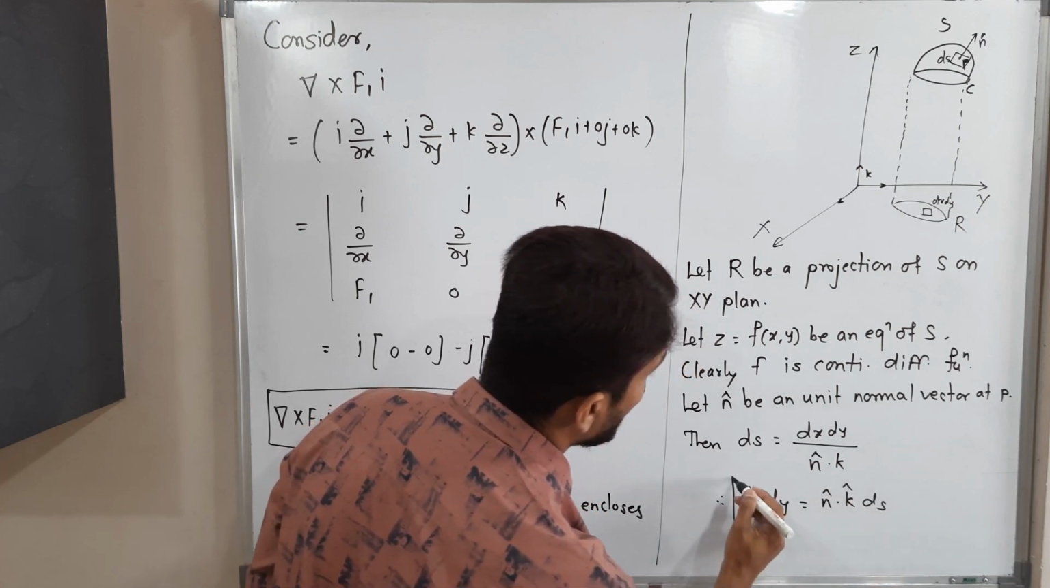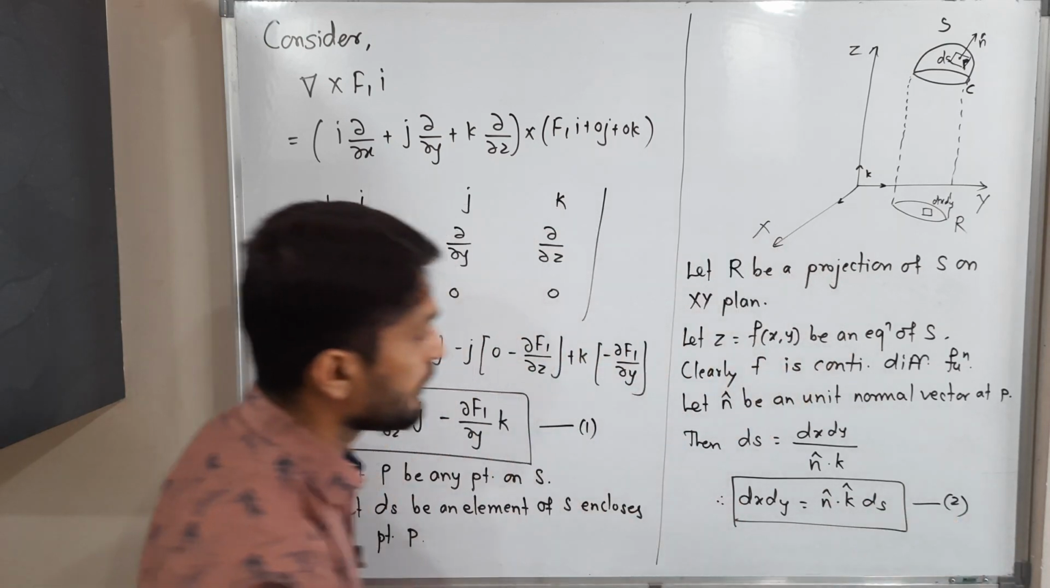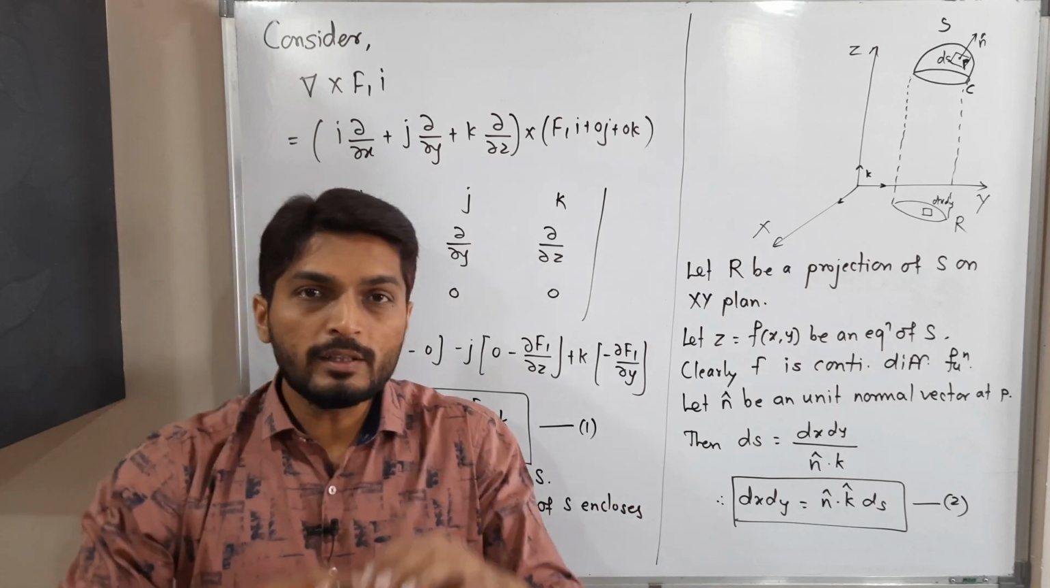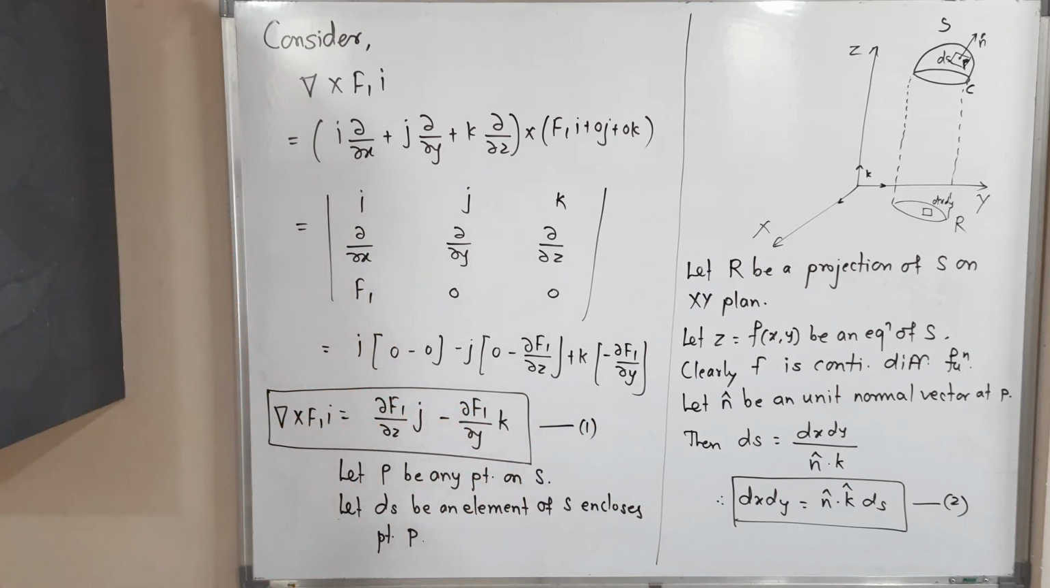So this is the second important thing we have got. Let me call it equation number 2. So here we have equation number 1 and equation number 2. All these things we are going to use later. Make a screenshot of it, then I will go further.